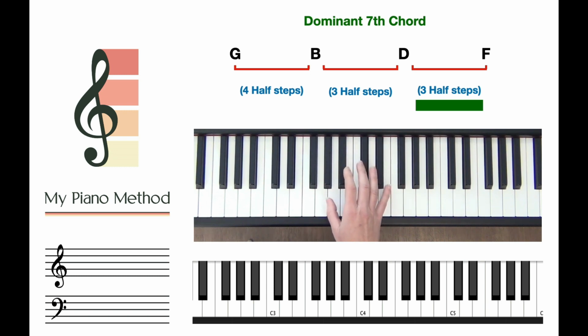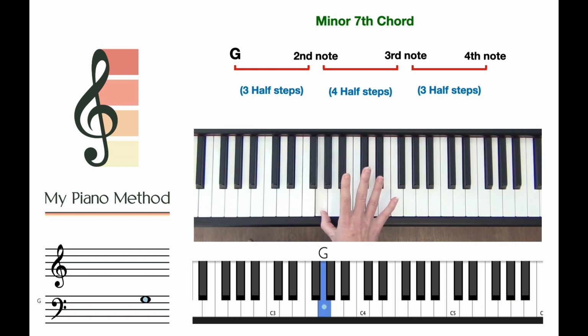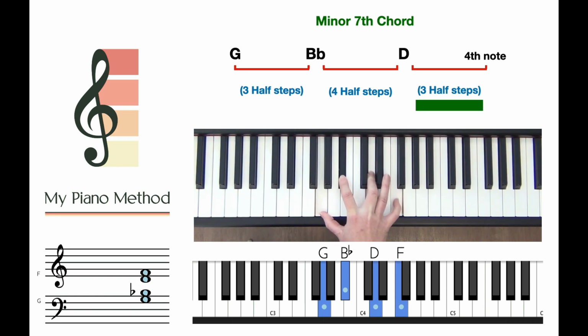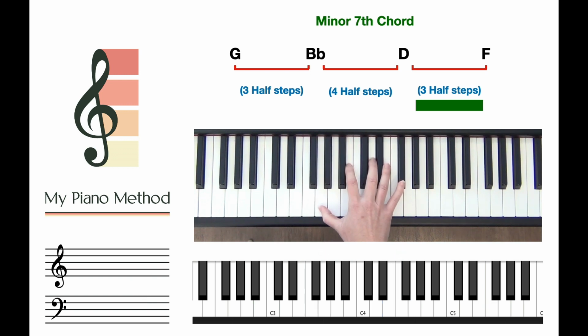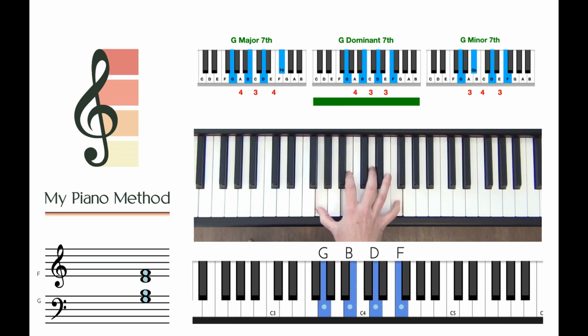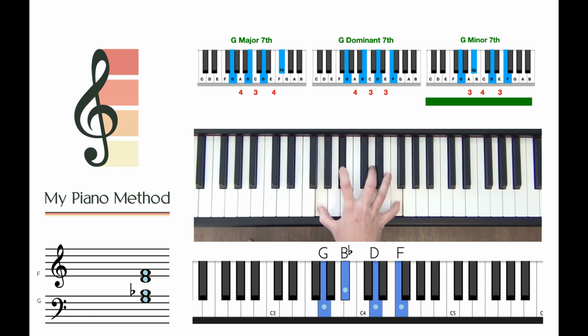And now let's create the minor 7th. So we start on G, we're moving up 3 half steps, 1, 2, 3, followed by 4 half steps, 1, 2, 3, 4, followed by 3 half steps, 1, 2, 3. Here's our minor 7th chord. But if you want to practice it quickly, G major 7th, G dominant 7th, G minor 7th.